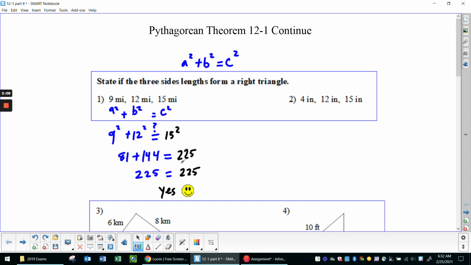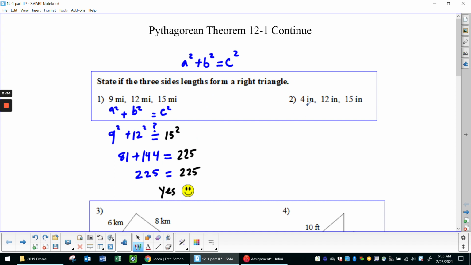Okay, so we solved this and we got yes as the answer. So these three side lengths are side lengths of a right triangle, because when we squared the legs and added up, we got the same answer as when we squared the hypotenuse. I changed the color on C squared so you could see it comfortably. 81 plus 144 is 225, and 15 squared is 225. So yes, this is the side length of a right triangle.